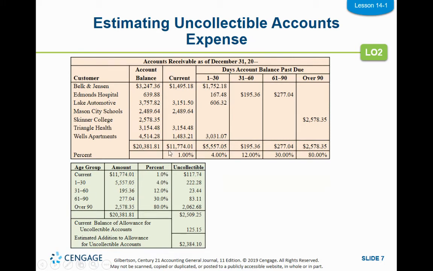So in this example, they have $11,774.01 that are current. And we estimate that 1% of that current is going to be uncollectible. So you come down and do the math. Then we have $5,557.05 that are 30 days past due. We predict that 44% of those will be uncollectible, and so forth.